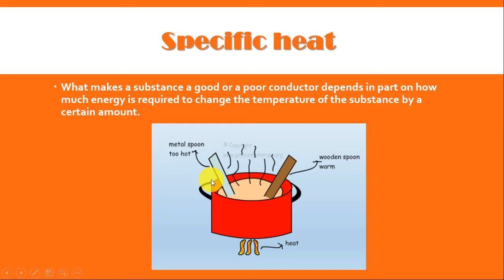But what happens? The temperature of the metal spoon increased a lot. It means what? That the metal spoon has a low specific heat capacity. Low specific heat. But the wooden spoon gains the same amount of energy, but what? It has a high specific heat capacity. It means a lot of energy, and the temperature of it will increase just a little bit. Clear?